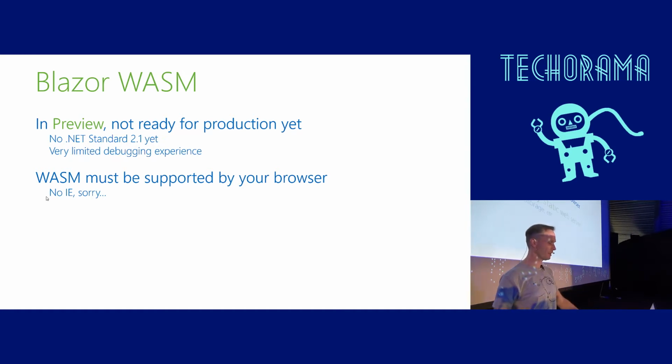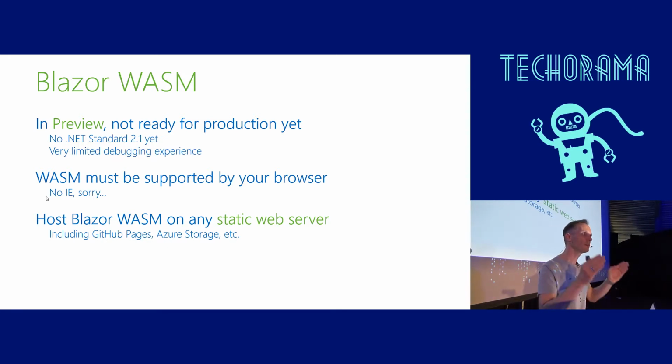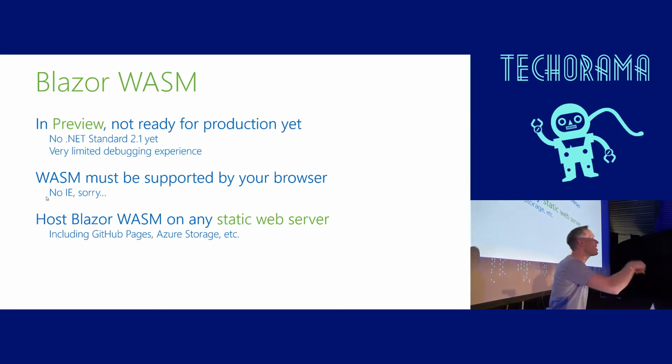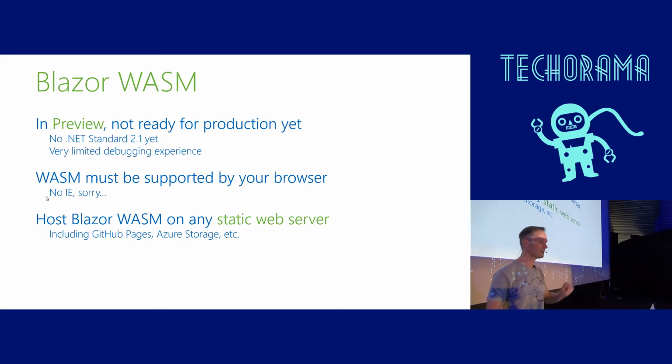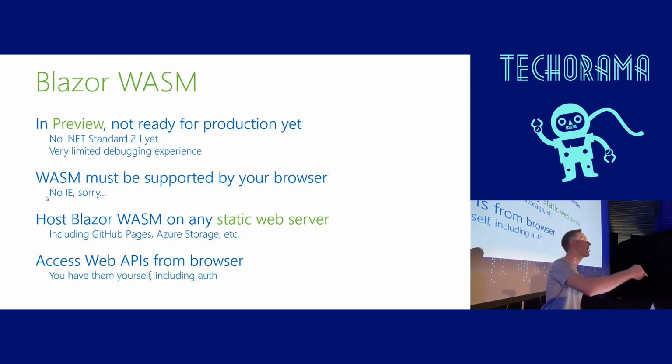You need WebAssembly. You can host Blazor WASM on any static web server. That means it becomes super trivial to host C# code for many, many users, and they download the code and run it on their computer, not on your server. That's important. Of course, you can use very simple and free static web servers like GitHub Pages or Azure Storage. Azure Storage is not completely free, but it's so cheap that I consider it nearly free. If you want to access a web API, you do that from the browser.